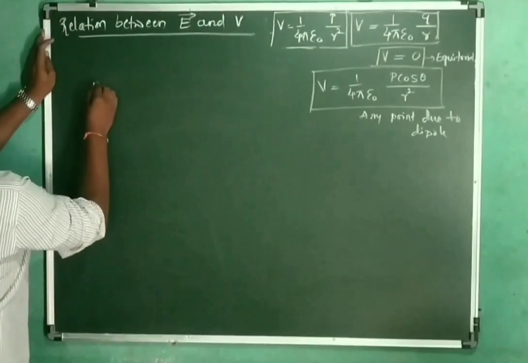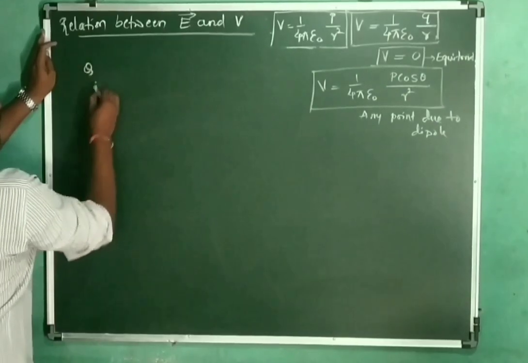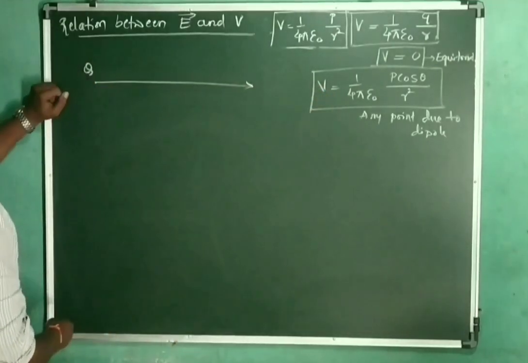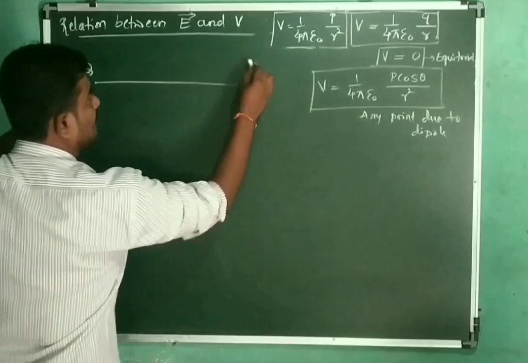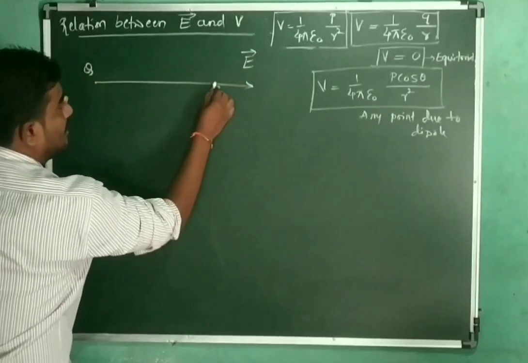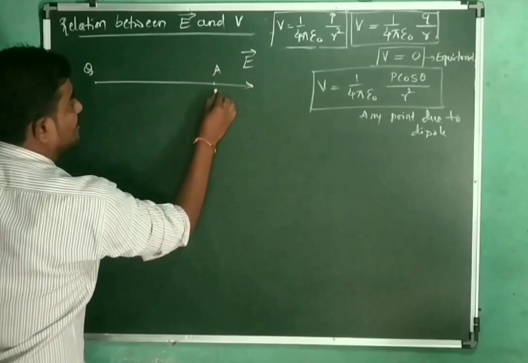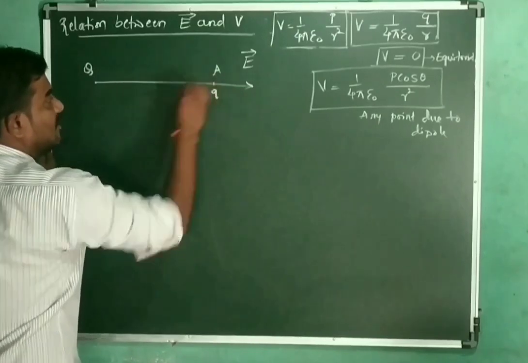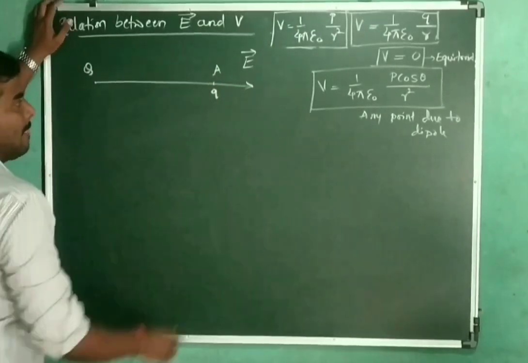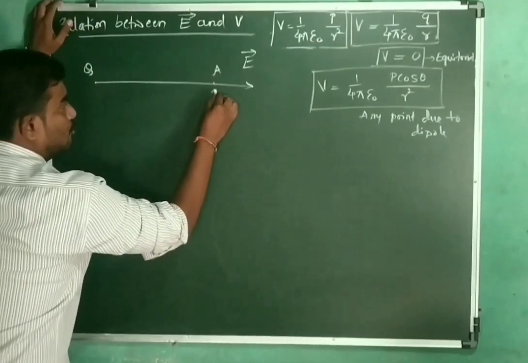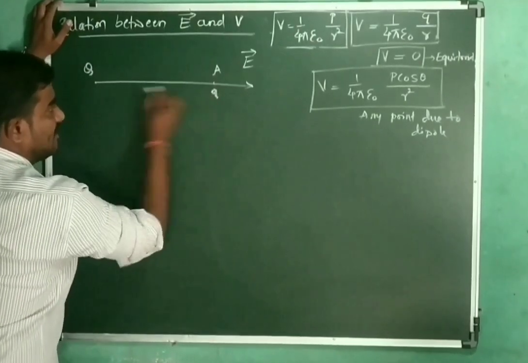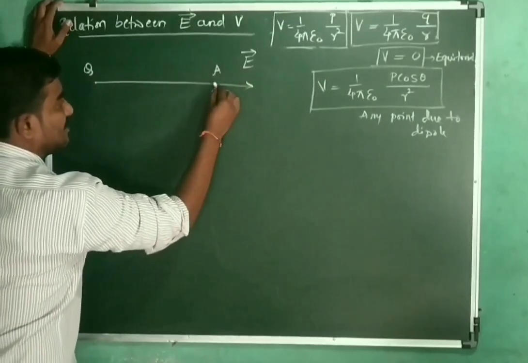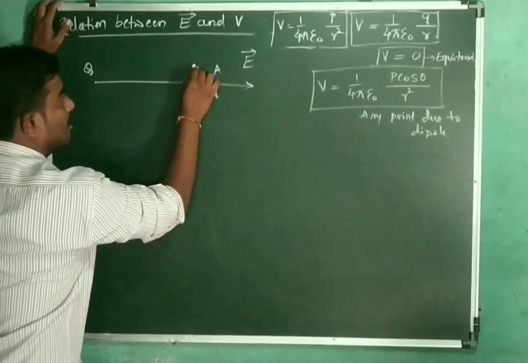So for this, consider a source charge plus Q, and it has a direction of electric field like this, radially outward, since it is a positive charge. And this is the direction of electric field. At point A, consider one test charge. This small q is a test charge located at point A. Now what you do is, you displace this plus q test charge in this direction, opposite to the direction of electric field. You apply some external force and you displace it to a point B.